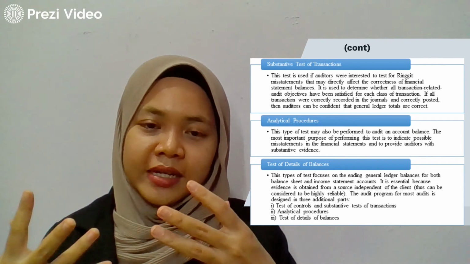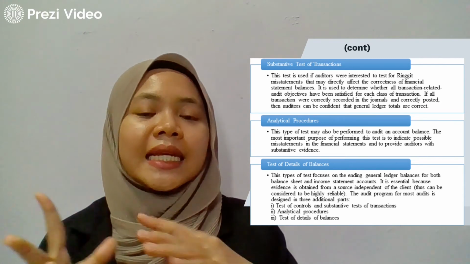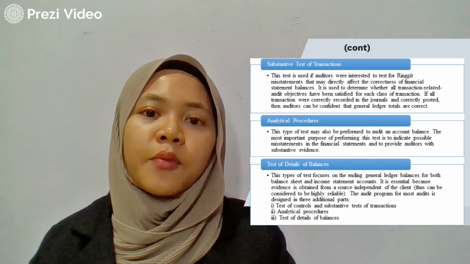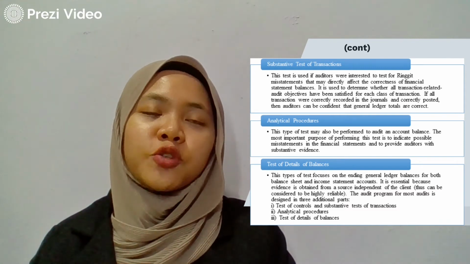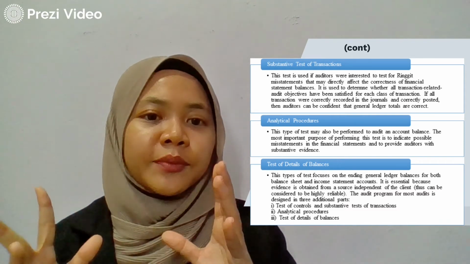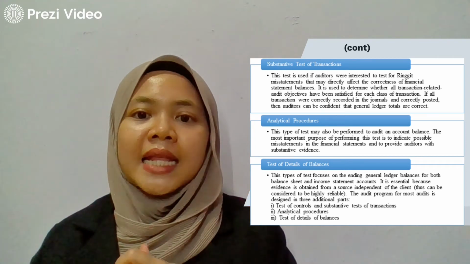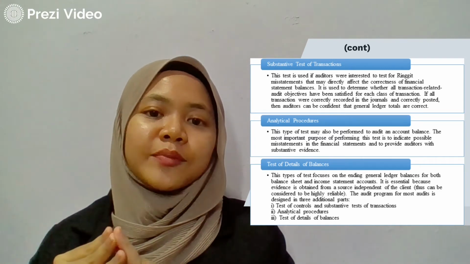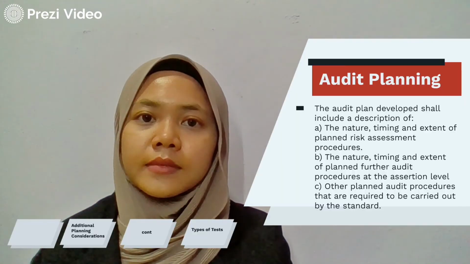The last one is the test of details of balances. This type of test focuses on the ending general ledger balances for both balance sheet and income statement accounts. It is essential because evidence is obtained from a source independent of the client, thus can be considered to be highly reliable. The audit program for most audits is designed in three additional parts: test of controls and substantive transaction, analytical procedures, and also test of details of balances.